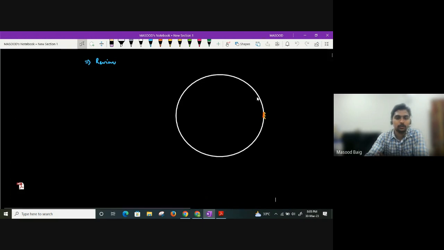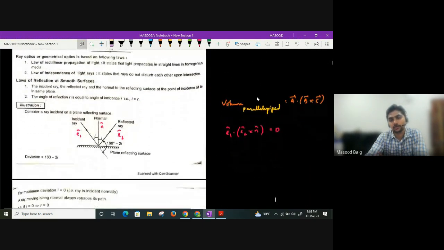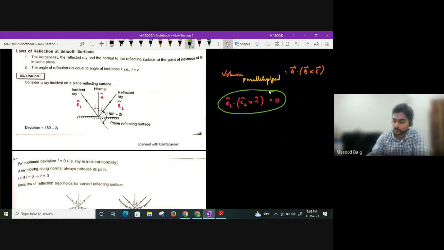So we are talking about laws of reflection. First one is the incident ray, reflected ray, and the normal at the point of incidence on the reflecting surface. They are all going to lie in the same plane. So what is the major point that you need to know? If they are forming a three-dimensional object, the volume of that object will be 0. And the second important point is, as you all know, angle of incidence will be equal to angle of reflection. So suppose if this plane reflecting surface was not there, the incident ray would have traveled in this manner. But because of the reflecting surface, it is traveling in this manner.